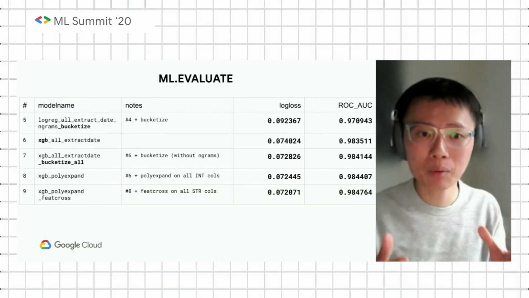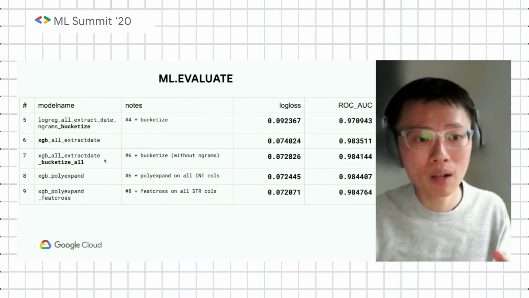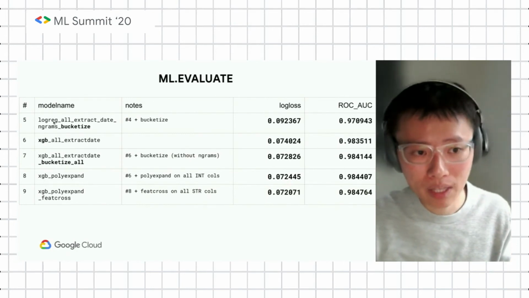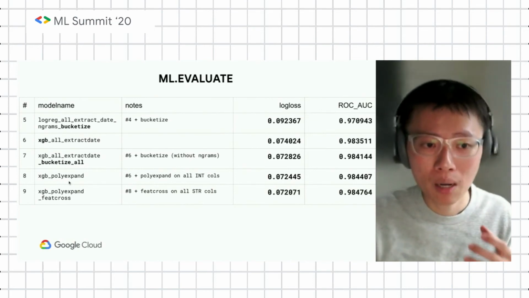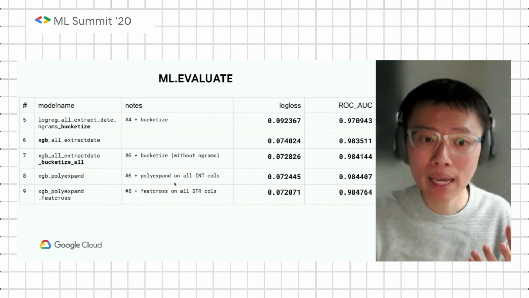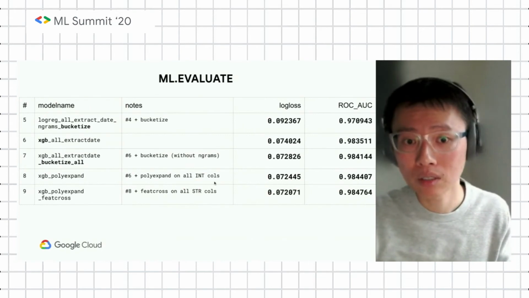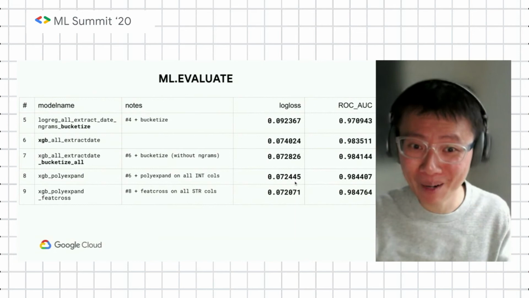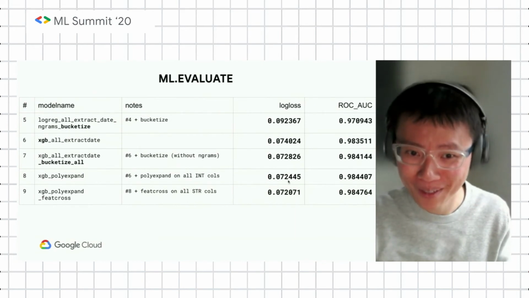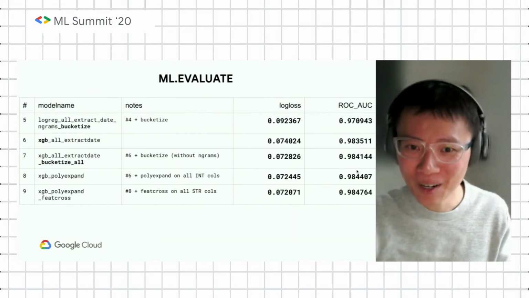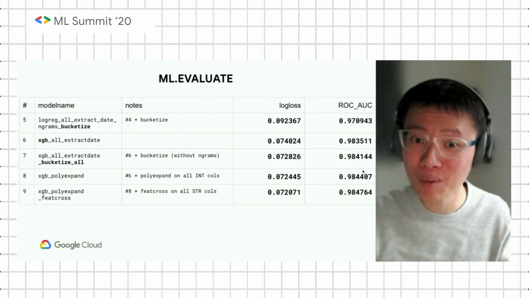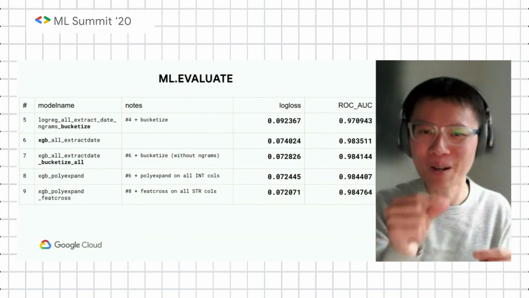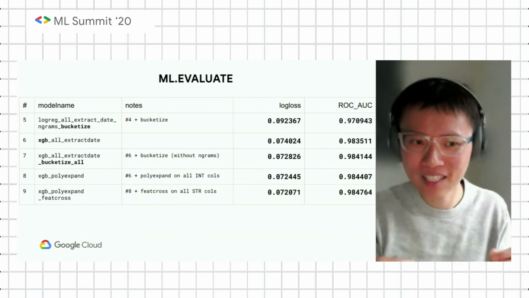Okay, so I ran both, trying to figure out how each of these performed. First of all, XGBoost polynomial expand in row number 8 here, right? Everything before was things we talked about. I used polynomial expand on all the integer columns, and you can see that decreased my log loss by a little bit, by 0.0004. And ROC also increased a little bit as well. So that means it picked up on some signal. It's very, very small, but it's some signal there.